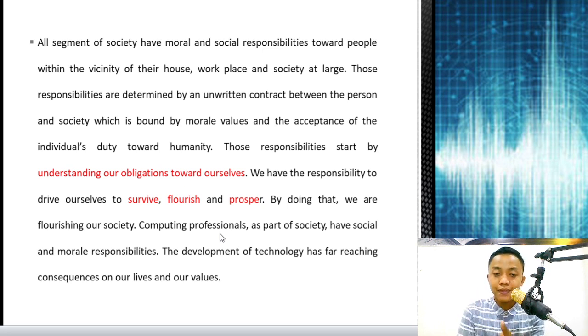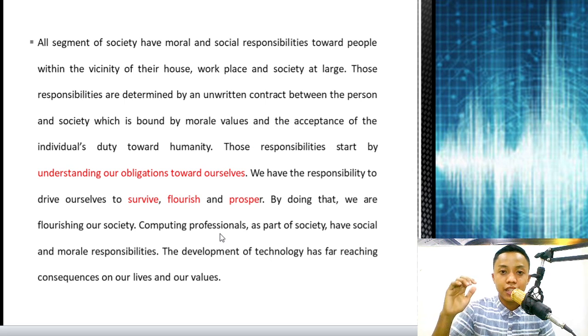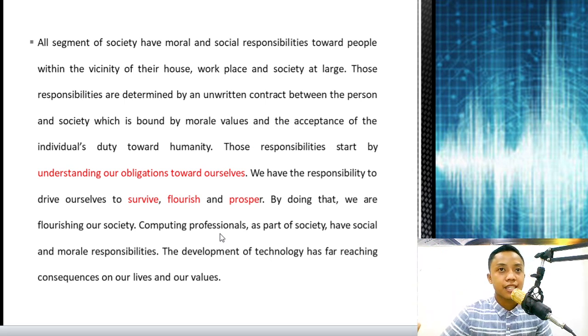Talagang napakagamit po ng mga IT. Kaya we develop a system para mapagaan ang buhay ng mamamayan. We create a system or application para mas mapadali ang transaksyon. Kaya nga po, let us always consider sa kapakanan ng bawat isa, hindi lang po para sa atin. At lalong-lalo na po, the development of technology has far-reaching consequences on our lives and our values.